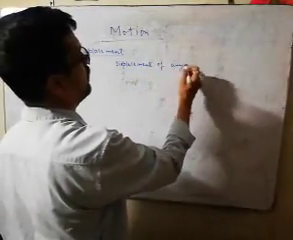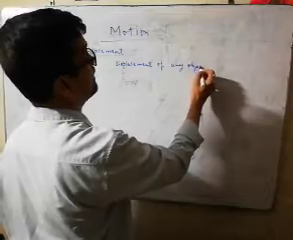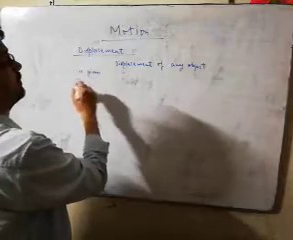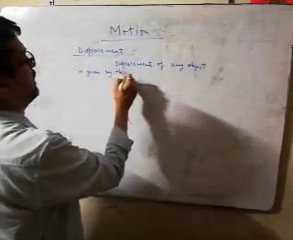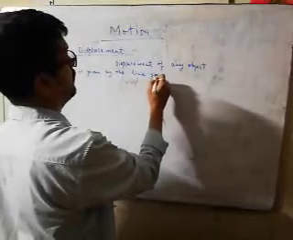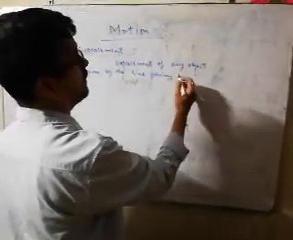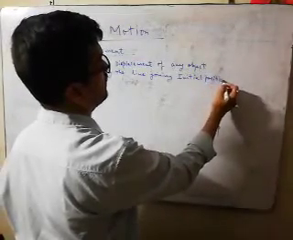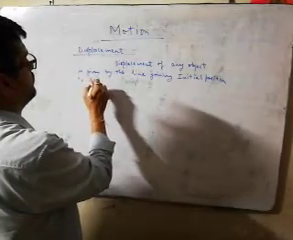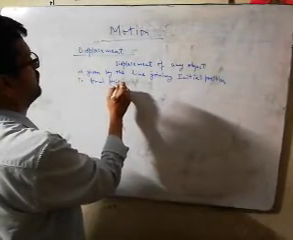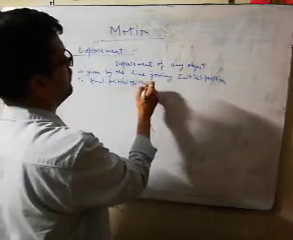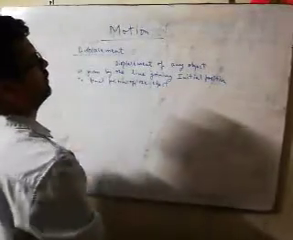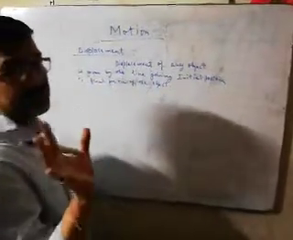of any object is given by the line joining initial position to final position of the object. Okay, displacement of an object we can find this.